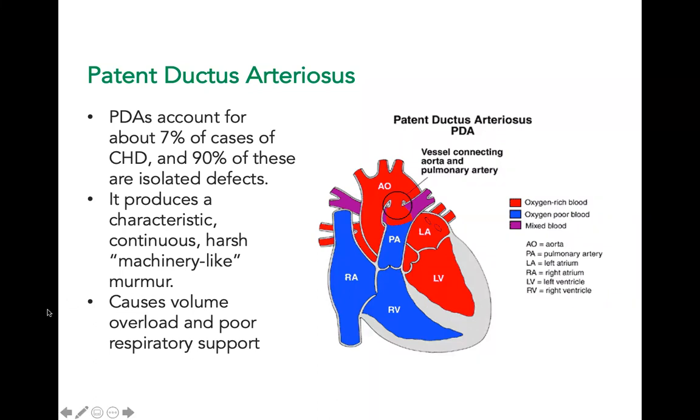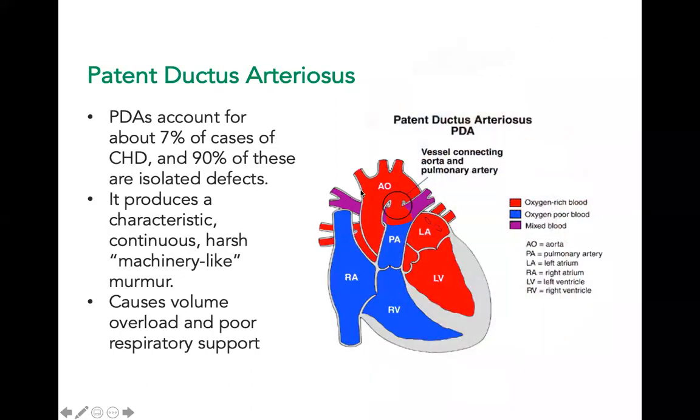And again, it can cause a volume overload, okay, and poor respiratory support. All right. So ito yung oxygen-rich blood, no? So from the aorta kasi, magba-backflow siya into the pulmonary artery, kasi may pathway doon or may shunt doon, no? From the aorta, bumalik na siya. Kaya meron tayong volume overload. Alright, so ganon ang patent ductus arteriosus, so remember that.